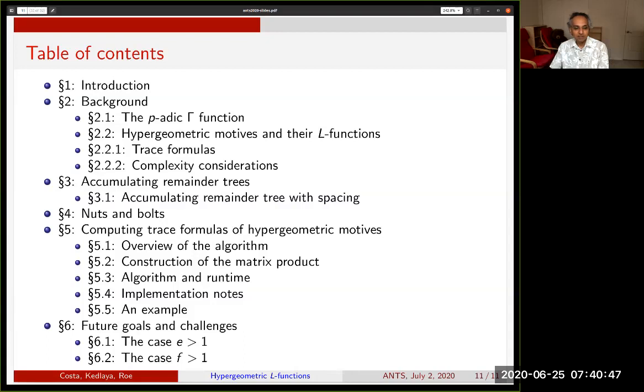Finally, section 6 discusses future goals and challenges, in particular, the question of eliminating the restriction to working modulo p and the restriction of working with prime Frobenius traces.